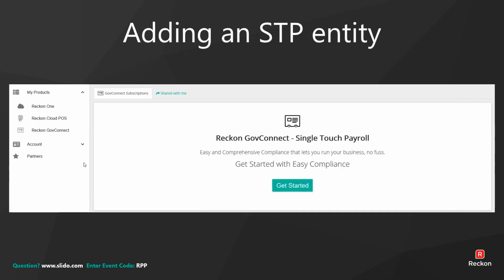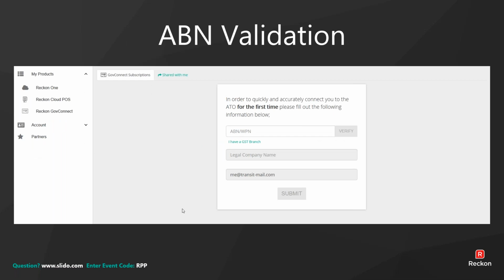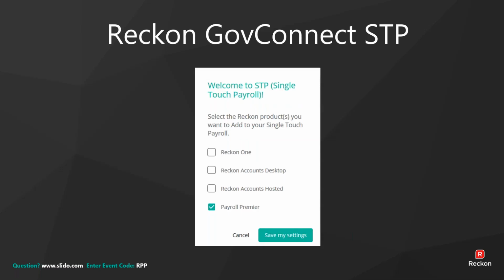Once I've gone through that whole MFA part, I can then add my STP entity. I just click on Get Started, and that will allow me to put in my ABN. When I click Verify, it's going to drag the legal name from the ABR and populate that field. The email is populated already from your email address on your portal account. You then choose which product you're going to be using. In this case, we're talking about Payroll Premier, so we tick Payroll Premier and then save my settings.